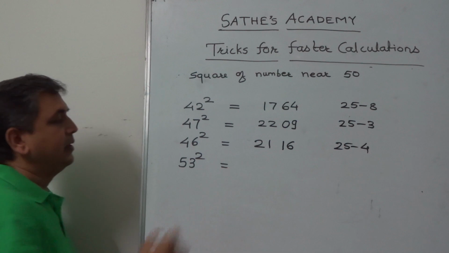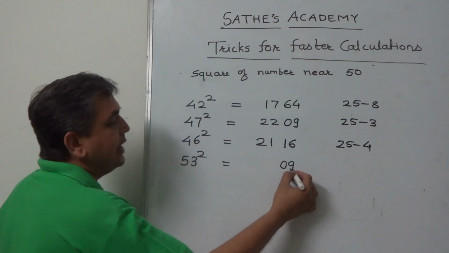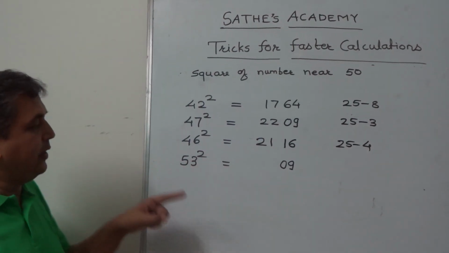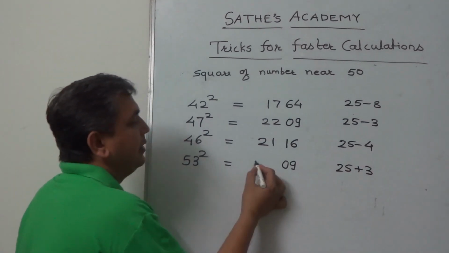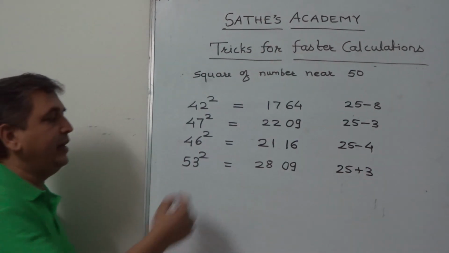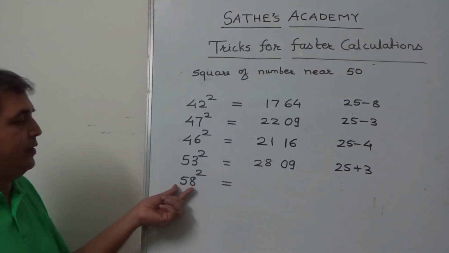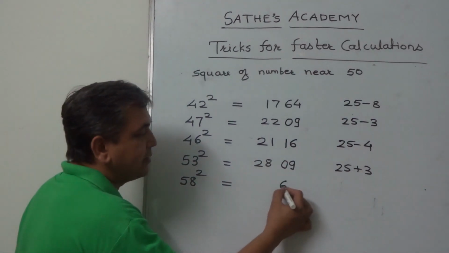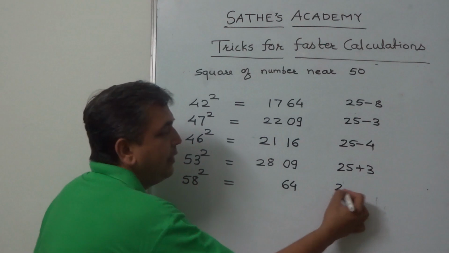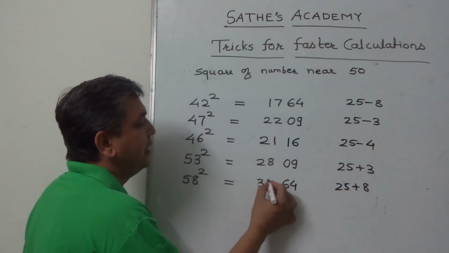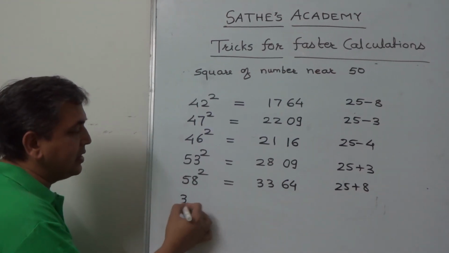53 whole square. What do we get? Difference is 3. 3 square is 9. And in 25 we will add the difference. So we get 25 plus 3, that is equal to 28. We take another number, 58 square. Difference of this number from 50 is 8. 8 square is 64. And that difference 8 we add to 25. 25 plus 8 is 33. This is possible even for a smaller number like 37 square.